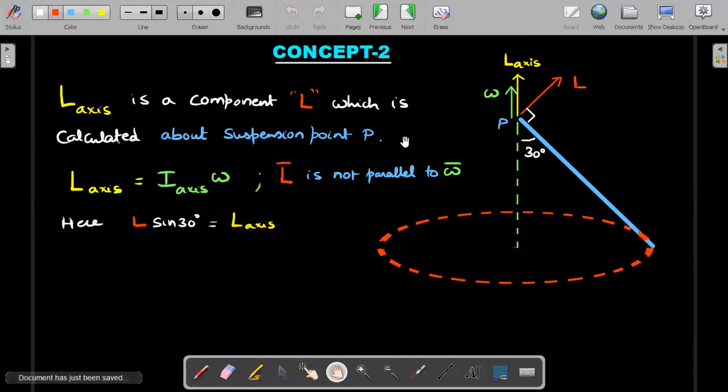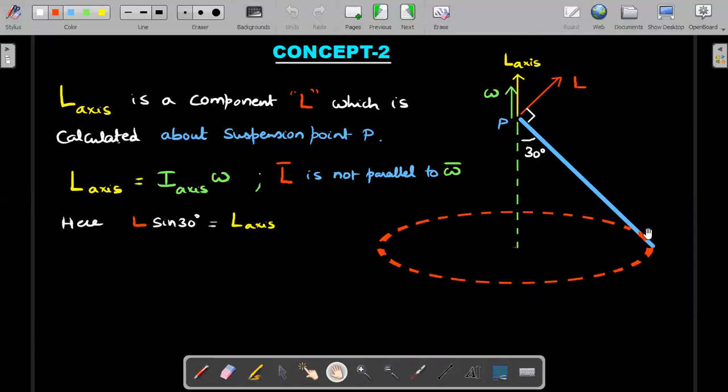But when you go to concept number two, you should know the difference between angular momentum about an axis and angular momentum about a point. From the basics of rotational mechanics, you should know that angular momentum about an axis, let's call it L axis, is a component of L. Okay, right.